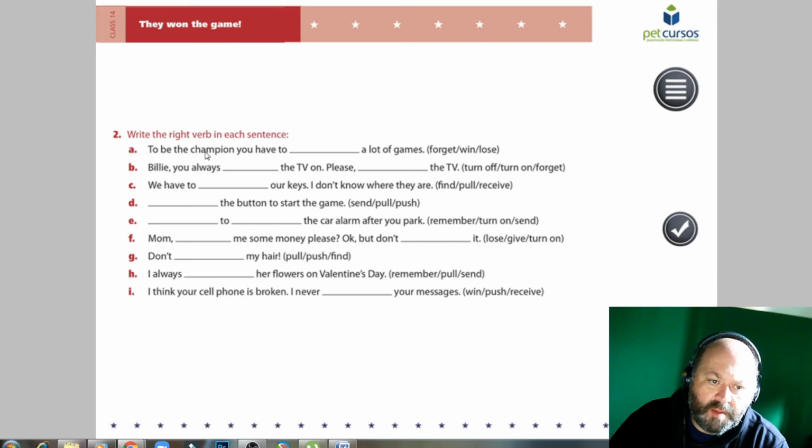Champion, né, o campeão, champion. Palavrinha mágica, please, né. Chaves, keys, essa aí você já sabia. Aqui nesse caso, essa palavra aqui, ó, car alarm after you park. Não é o parque, é estacionar. Tá falando do carro, ó. Então, park. Estacionar.